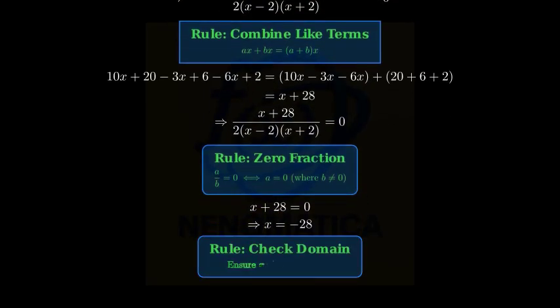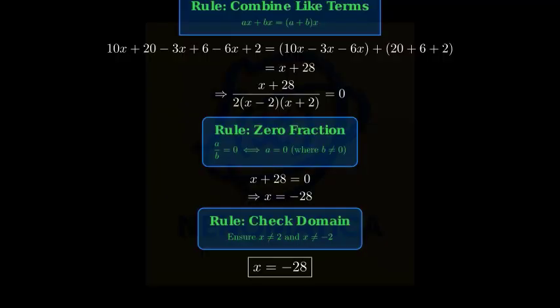We need to check if this value is in our domain. Our original expressions had denominators of x minus 2, 2x plus 4, and x squared minus 4. We need to make sure x is not equal to 2 or negative 2. Since negative 28 is not equal to 2 or negative 2, our answer is valid. Therefore, the solution to our equation is x equals negative 28.